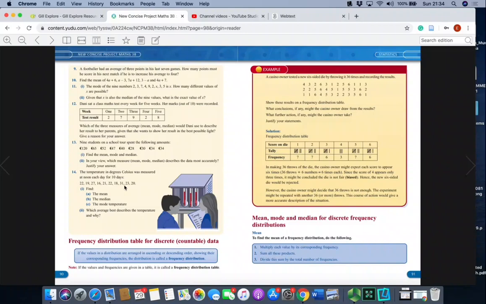This is question 14 that I'm looking at here in front of us. The temperature in degrees Celsius was measured at noon each day for 10 days: 22, 19, 27, 16, 21, 22, 18, 31, 23 and 20. Find the mean, the median and the mode temperature. And then it says which average best describes the temperature and why. So I want you to pause the video now, answer that question, and then I'll do it for you.